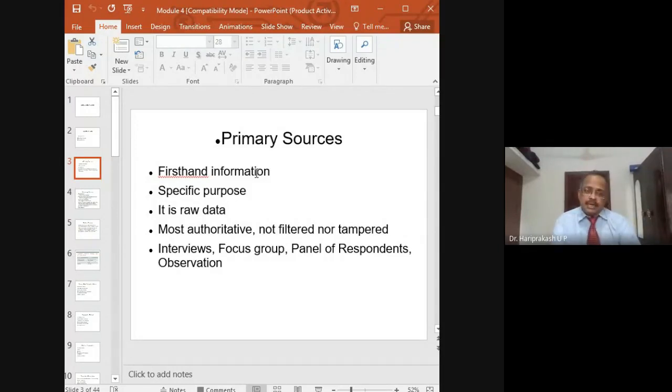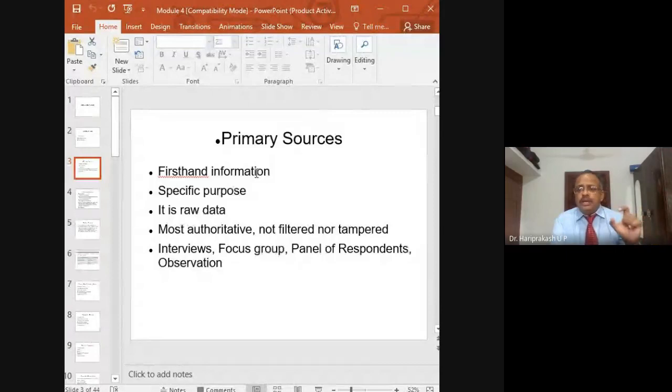So primary data is first-hand information. You are collecting it for the first time. You means the researcher, the person involved in the research, is collecting the data for the first time. It was not collected before. It is collected for this particular research only. That's why it becomes first-hand information. It is not collected by somebody else. It is collected by the researcher himself. And obviously it's collected for a specific purpose. What is the specific purpose? It is related to the topic of your research.